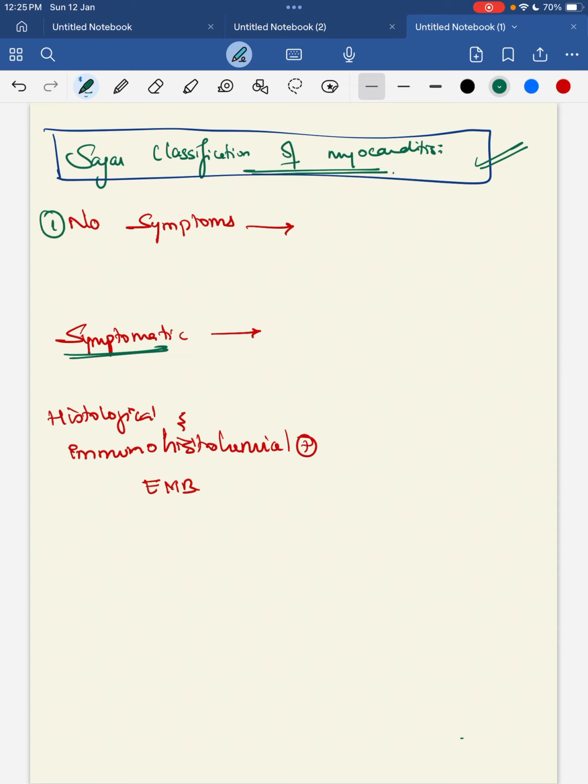When do you call it possible subclinical myocarditis? That is when the child has one of these 3, which I am going to tell. One of the 3: the child is having positive biomarkers. Second, ECG abnormalities. This is ECG, okay? ECG abnormalities, or cardiac dysfunction, or abnormal cardiac function.